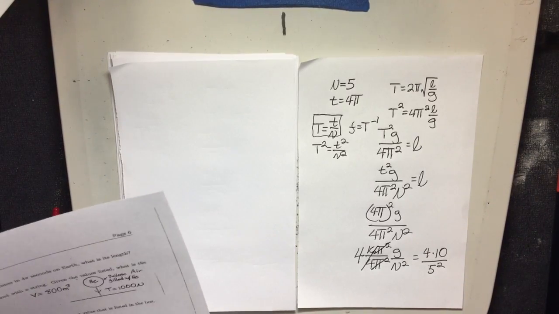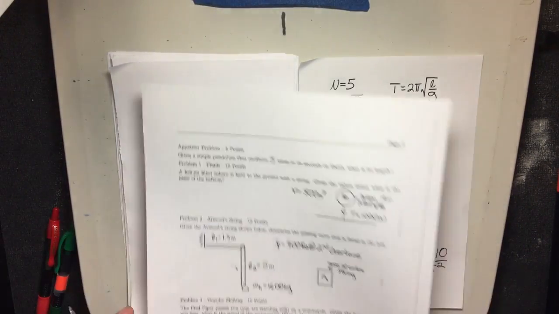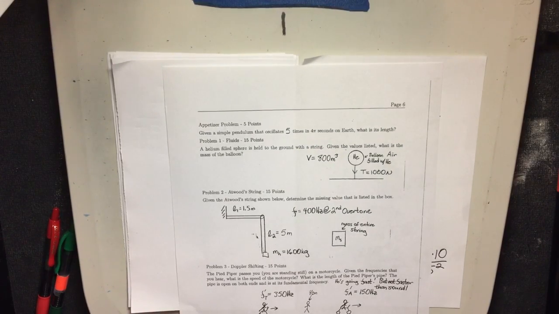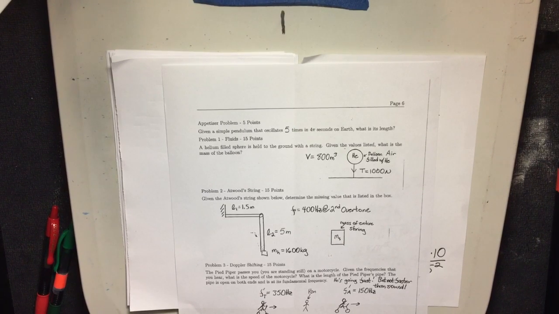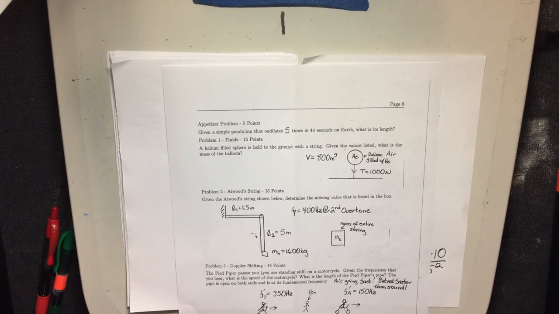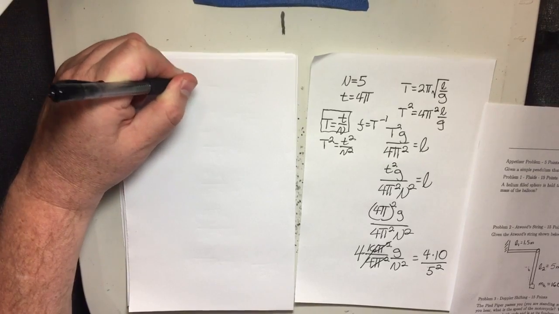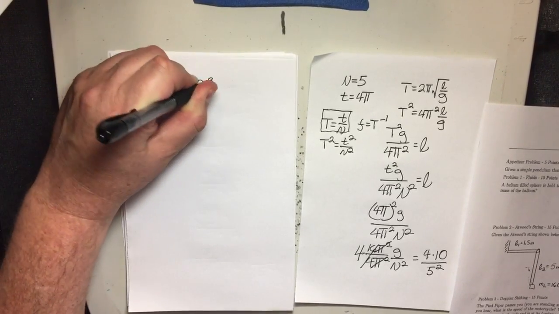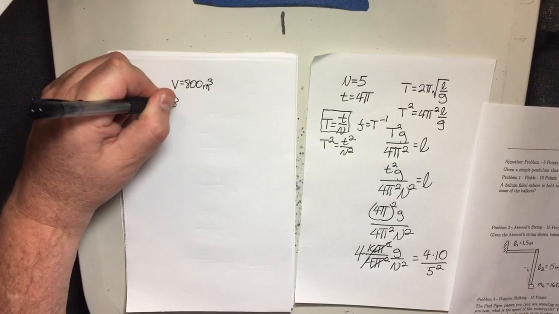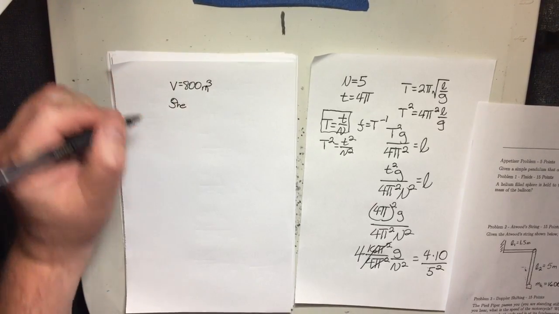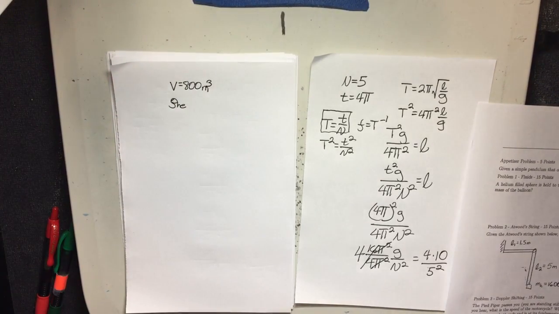All right, problem 1. The helium-filled sphere is held to the ground with a string. Given the values listed, what is the mass of the balloon? So we're looking for the mass of the balloon shell. The volume is 800 cubic meters. It's helium inside, so all of the values are given.